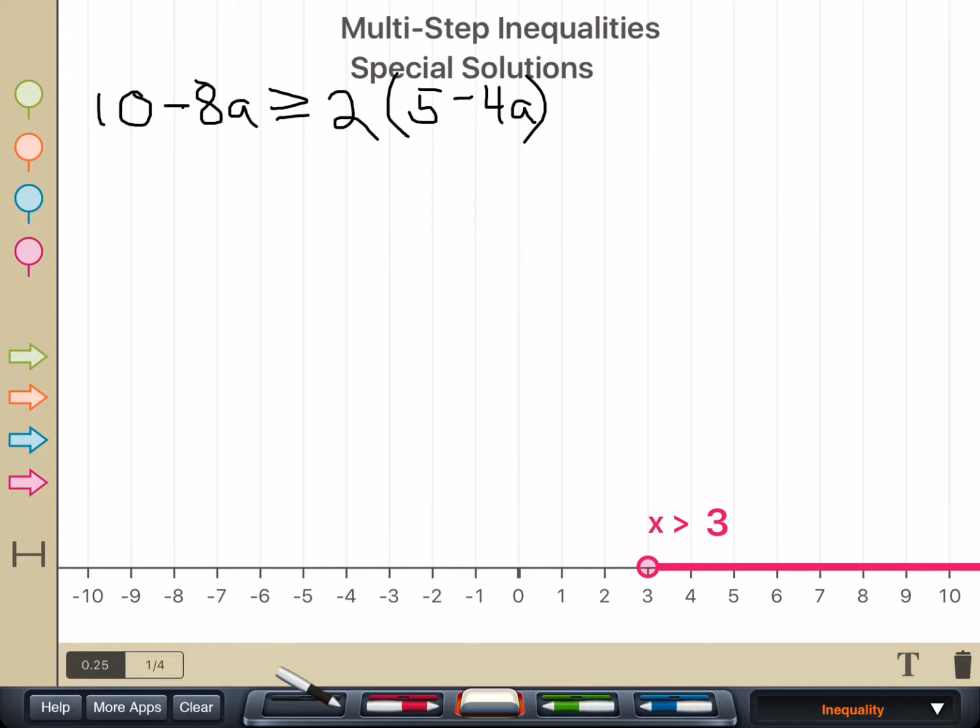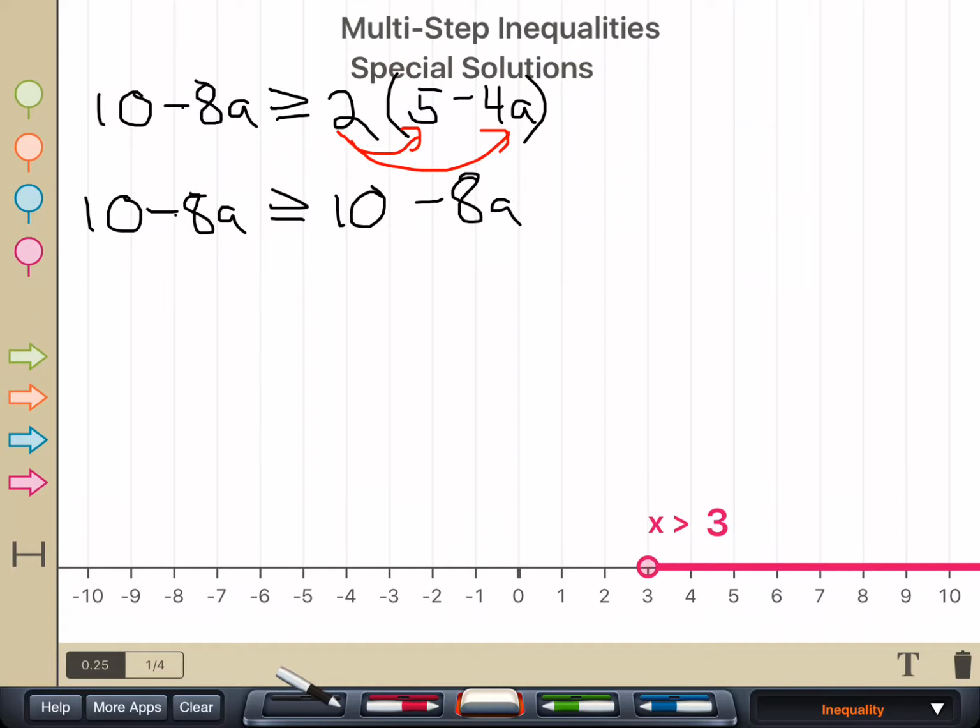Now, if we go to get a solution for this, there are a couple of ways we can proceed. We can start by using the distributive property to multiply the 2 by the 5 and then by the negative 4a, or we could divide each side by 2 and neutralize that factor of 2. I'm going to go with the distributive property, so I'm going to multiply 2 by the two terms inside the parentheses. The left side is going to stay the same because no change is happening there. I still have the same inequality symbol. 2 times 5 is 10, and 4a times 2 is 8a.